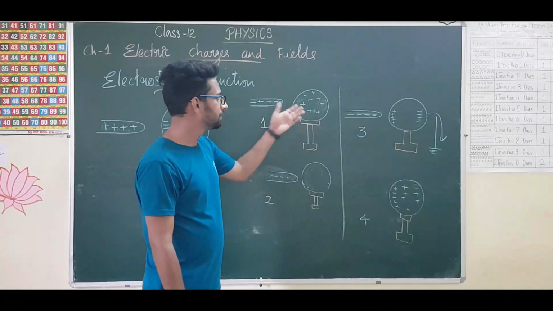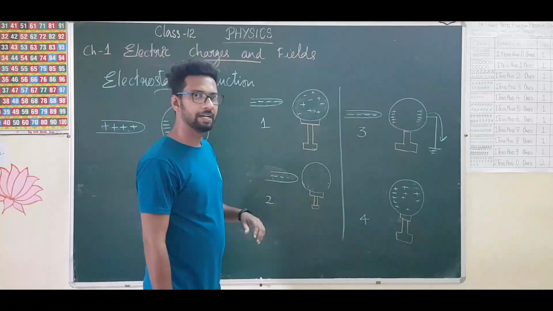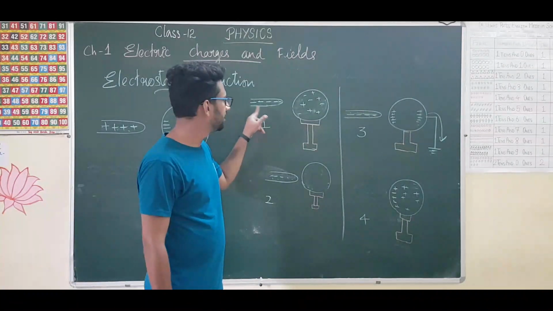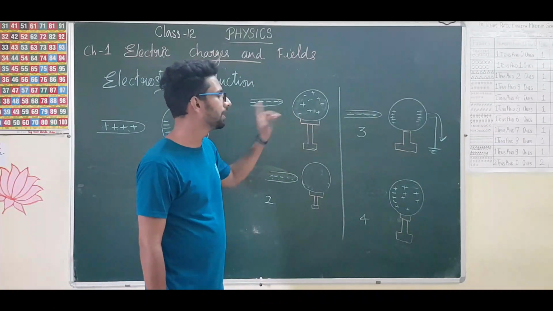Similarly, we can charge this body positively. So what do we have to do? We have to bring an oppositely charged body, that is, a negatively charged glass rod, near the metal shell.